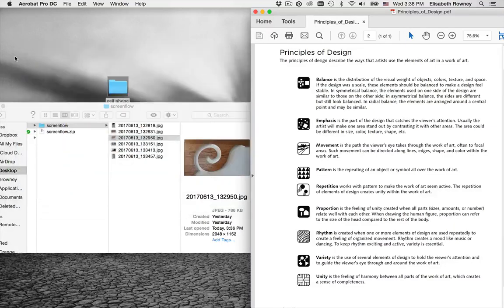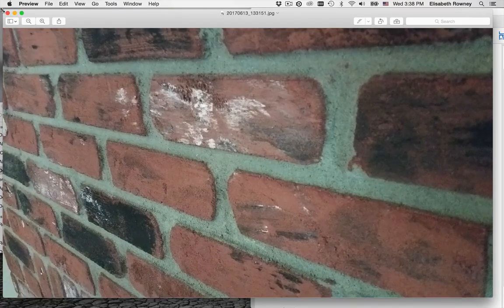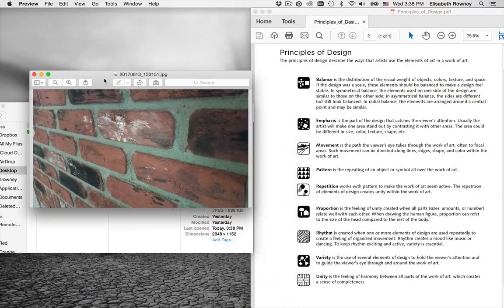Let's try another image. Okay, so here's that brick that I was telling you. Here you have repetition, but you don't have pattern. Okay? You have repetition of bricks. Brick, brick, brick, brick.